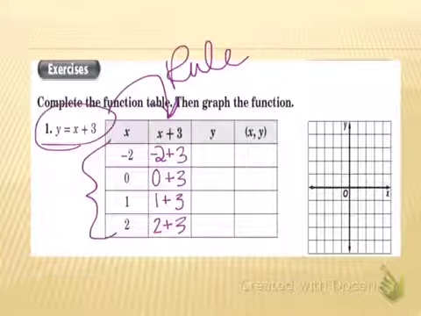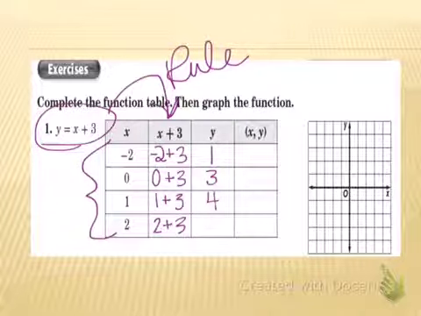Now for the third column, y, that's what this actually equals, so what our rule is equal to. So negative 2 plus 3, if we add those, gives us a positive 1. 0 plus 3 gives us positive 3. 1 plus 3, positive 4. And 2 plus 3 is positive 5.